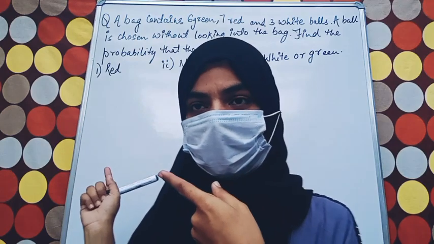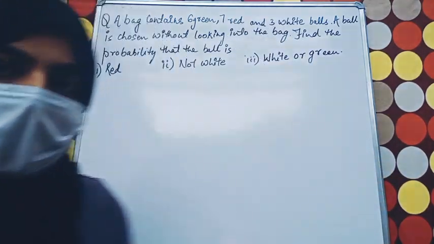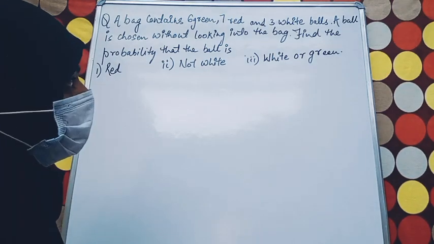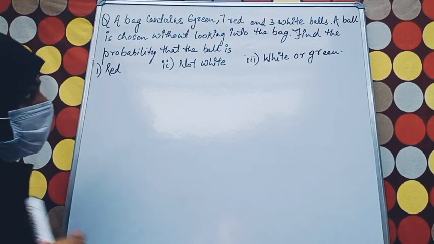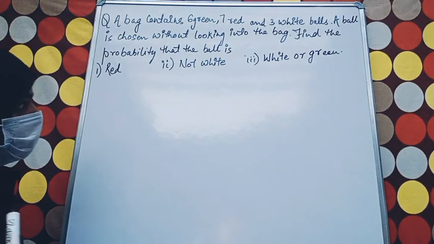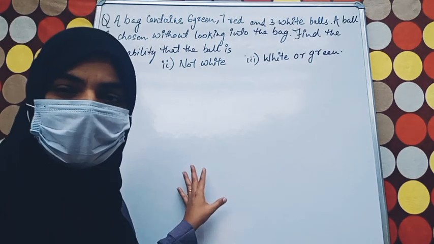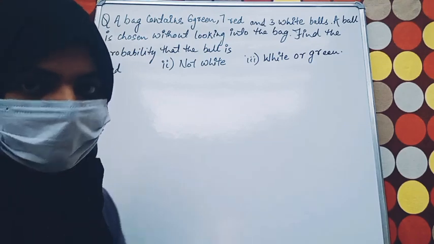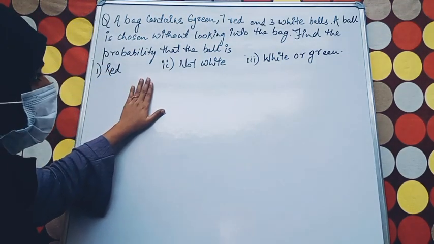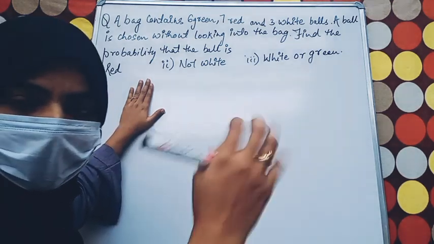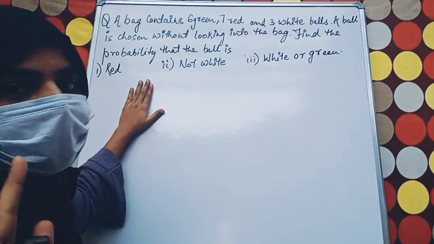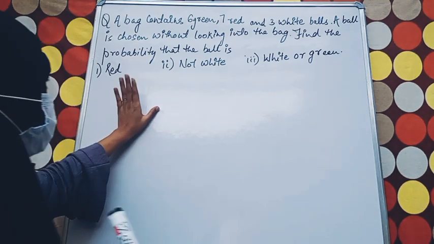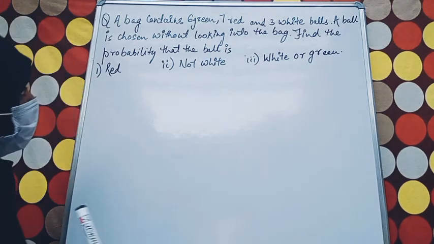So let's have a look at the question. The question says a bag contains 6 green, 7 red and 3 white balls. A ball is chosen without looking into the bag. Find the probability that the ball is. See, in this one we have no restrictions like this is removed or that is removed. The colors and quantities of the balls are told. There is no trickiness in this.